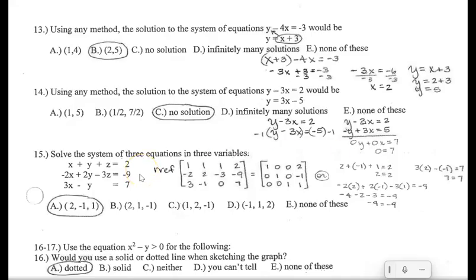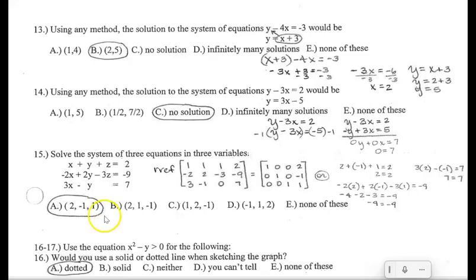All right, then for number 15, they ask us to solve the system of 3 equations in 3 variables. So a couple of things that we can do. We could come down here and we could plug in the solutions into the system until we found one ordered triple that worked in all 3 of those equations. Okay, so for instance, if I take (2, -1, 1), and I plug it in here, I'm going to get 2 plus negative 1 plus 1, which is supposed to equal 2. So let's check that. 2 minus 1 is 1, plus 1 is 2. So yes, 2 equals 2.